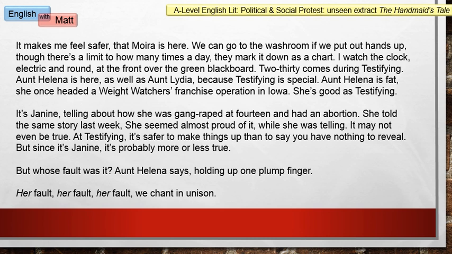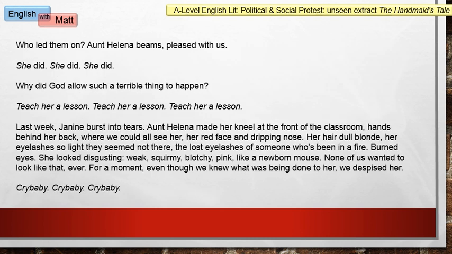She told the same story last week. She seemed almost proud of it while she was telling. It may not even be true. At testifying, it's safer to make things up than to say you have nothing to reveal. But since it's Janine, it's probably more or less true. But whose fault was it? Aunt Helena says, holding up one plump finger. Her fault, her fault, her fault, we chant in unison. Who led them on? Aunt Helena beams, pleased with us. She did. She did. She did.